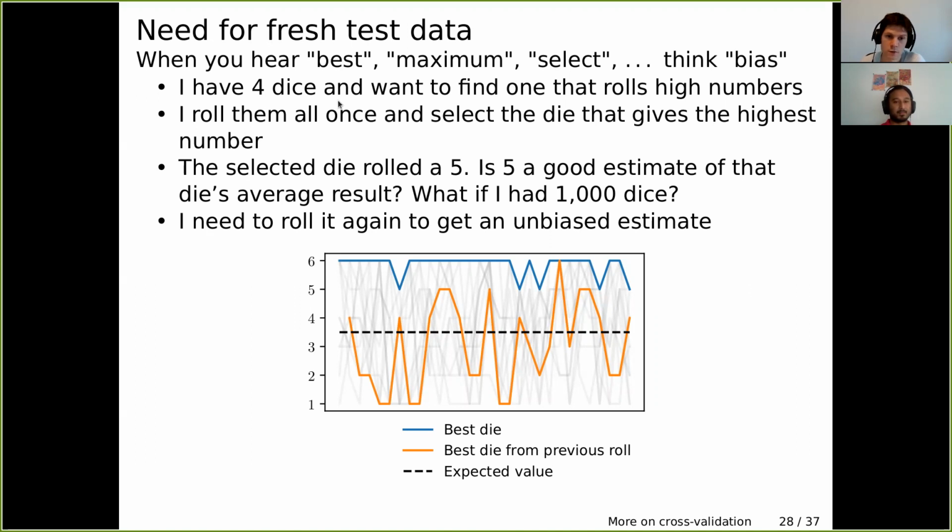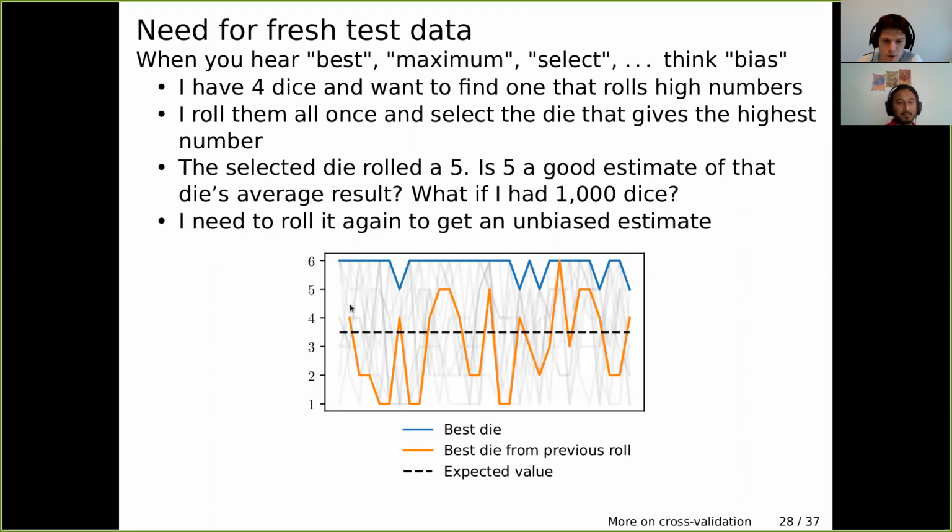Imagine that I have, for example, 4 dice, and I think that some of them might be loaded. I want to find the one that gives me on average the highest possible number. If I roll all of them once, and then I keep the one that gave me the highest number, usually it will give me a number that is quite high, bigger than its expected value of 3.5, even if the die is not loaded, just because among the several options I picked the best. So for example, here I have many dice. Each gray line corresponds to a die. I throw them all, and here I pick the best, and I look at the value of the highest die that I found. And every time it's quite high.